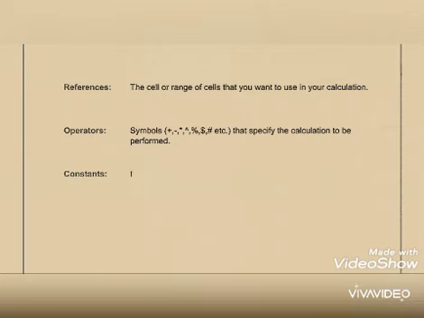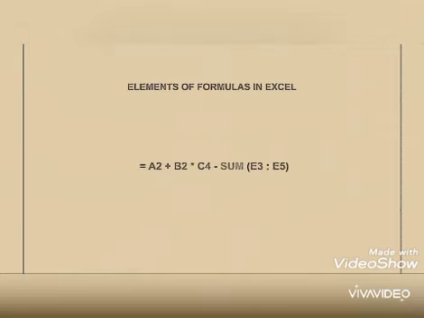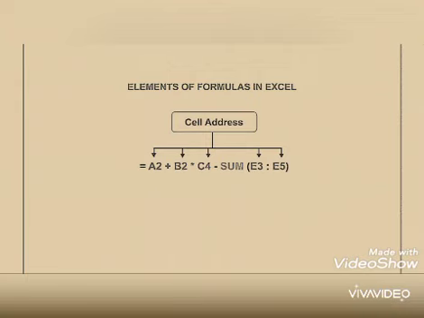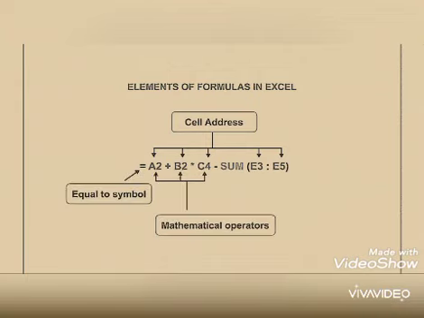Constants: these are numbers or text values that do not change. And functions: these are predefined formulas in Excel. These are the elements of formulas in Excel. This is the cell address. This is the equal to symbol. These are the mathematical operators. And this is the function.